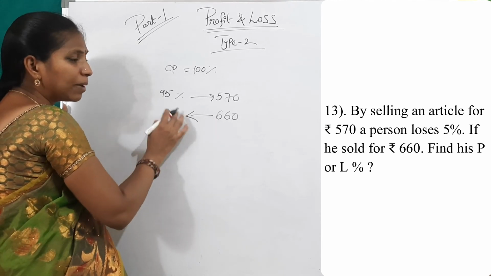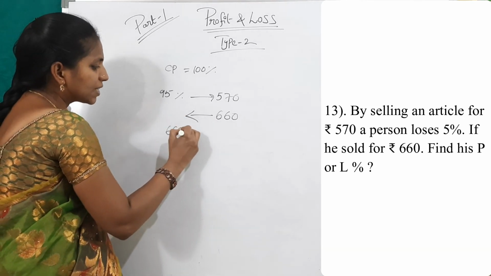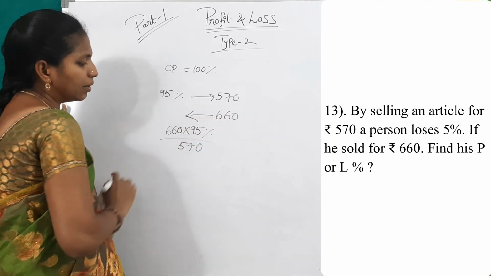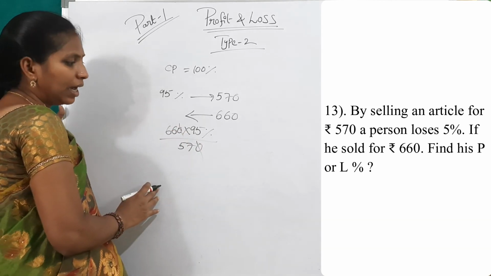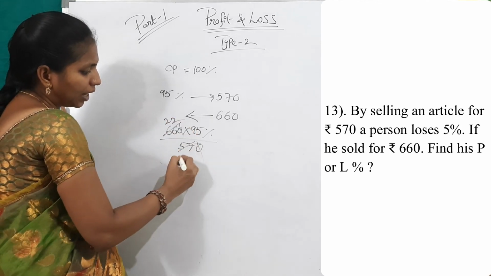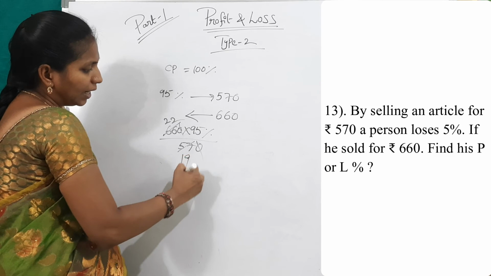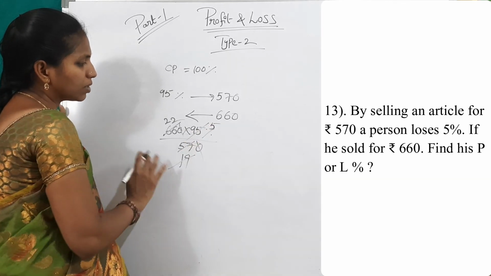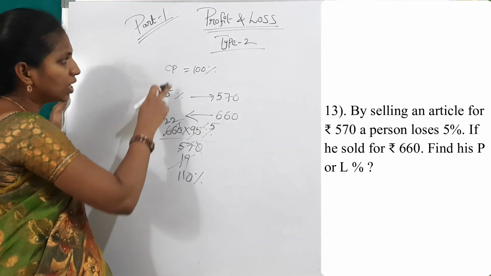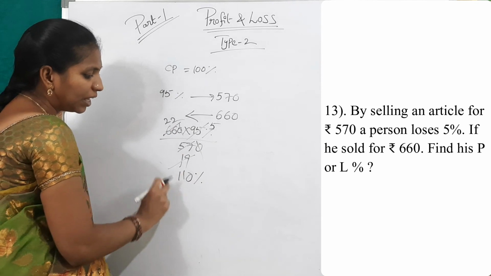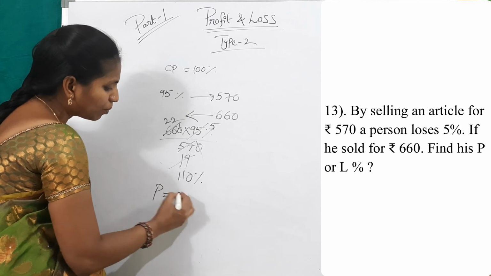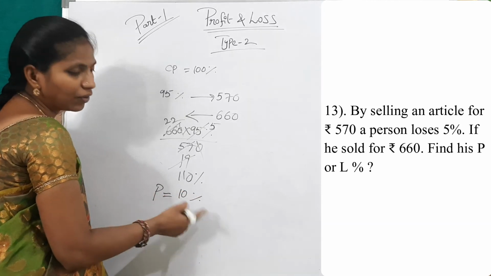So here, to find the percentage value, cross multiply 660 into 95% by 570. The zeros get cancelled and cancellation, 22 and here 1 time and 9 times. 19 how many times? 5 times. So we get 110%. Actually CP is what? 100%. But here the value is 110%. Means there is a profit. How much profit? 10% profit.